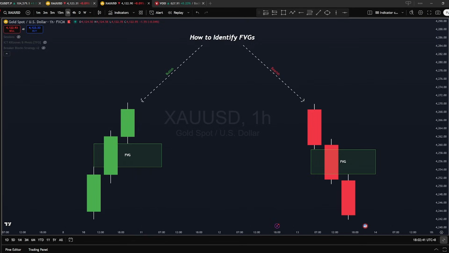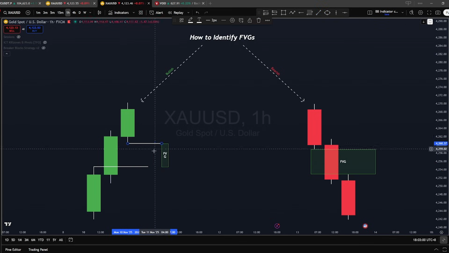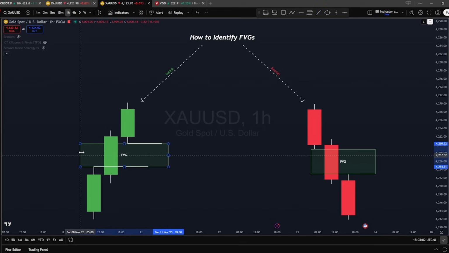Any 3 candles here, as long as it moves higher and there's a gap between the first candle's top wick and the third candle's bottom wick, and it does not overlap like this. You see this wick here and this wick here, there is a gap created, right? This is where there is going to be a fair value gap.